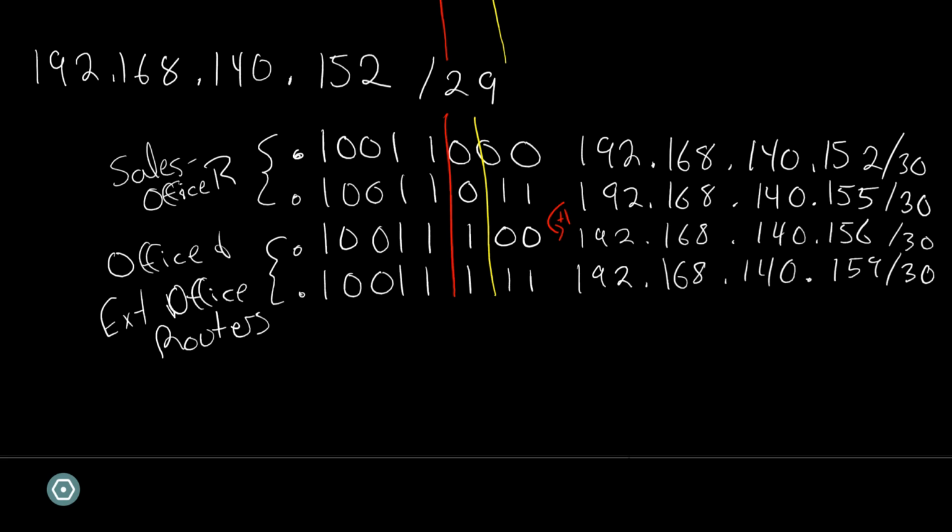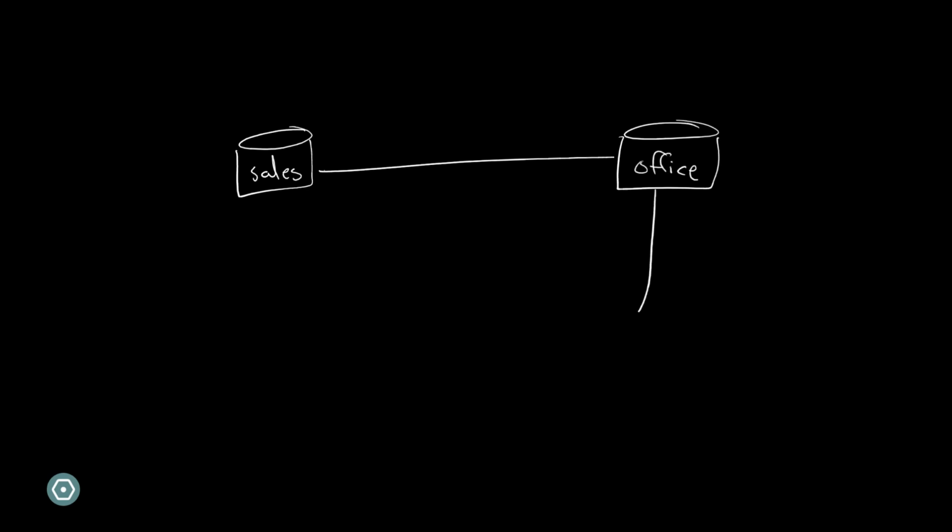So now we've accounted for those 2 networks. So to just go through and give you an idea of our network space, I'm going to redraw the diagram and write in all the network addresses that we have. So we started with a sales router, and it's connected to an office router, and it's connected to an exterior office router.